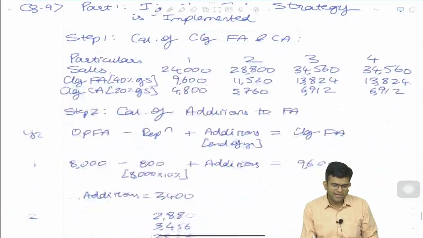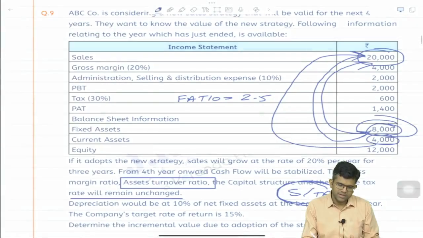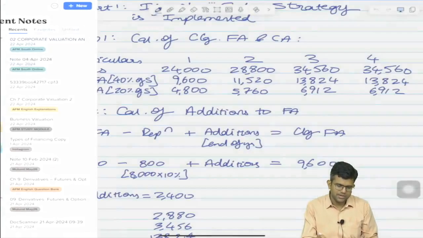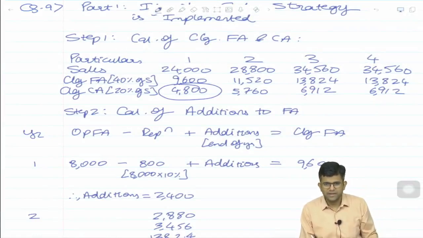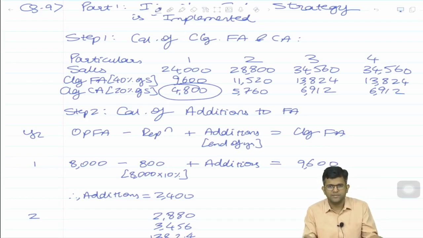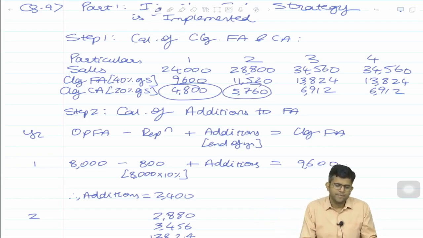Now additions to CA, how will we find? Nothing great, I hope you realize. Closing CA minus opening CA is addition to CA. There is no depreciation concept, no? Like for example here, CA started with 4000, now CA is 4800. So the additional investment in CA, that is the investment in WC, will be 800 rupees. Everyone clear? 800 and then next 960 and so on.